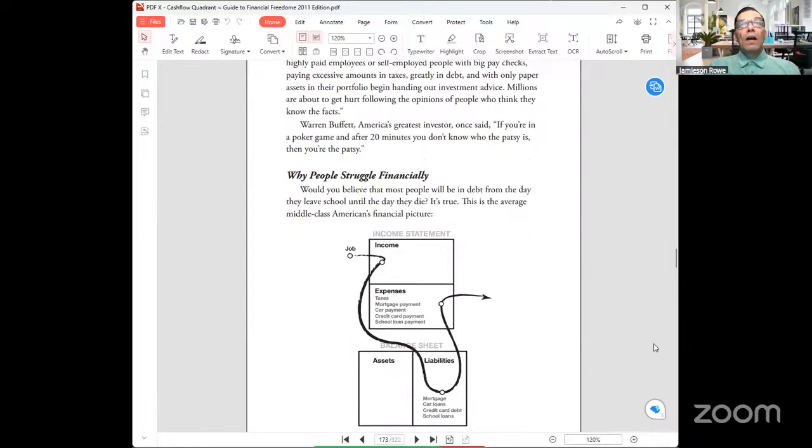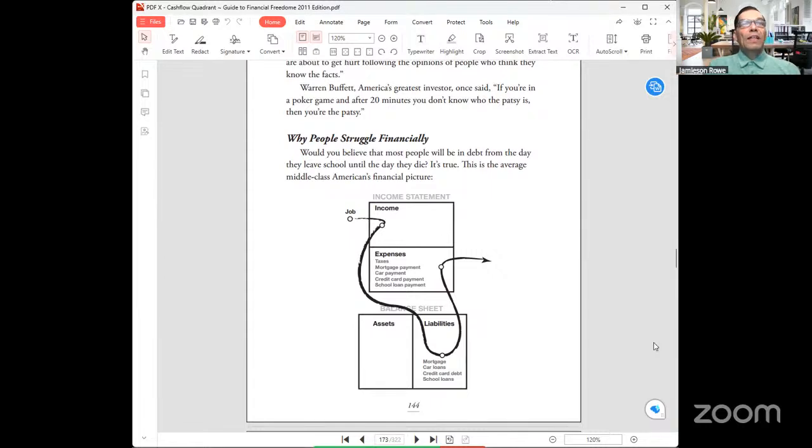Warren Buffett, America's greatest investor, once said, "If you're in a poker game and after 20 minutes you don't know who the patsy is, you're the patsy." Why people struggle financially: would you believe that most people will be in debt from the day they leave school until the day they die?